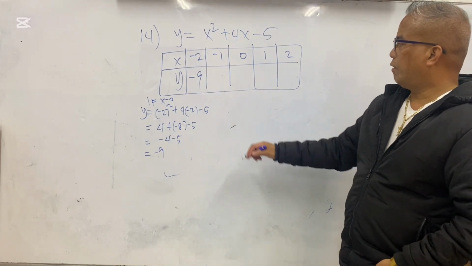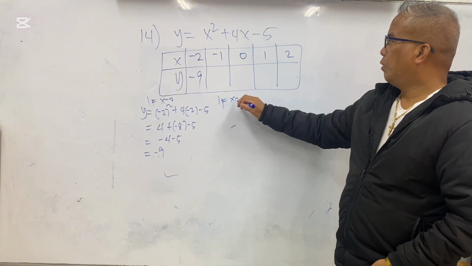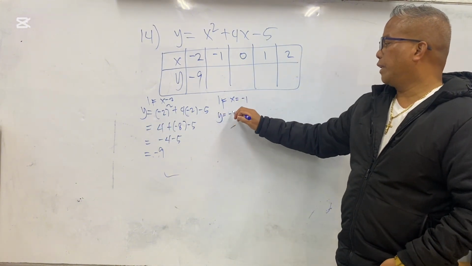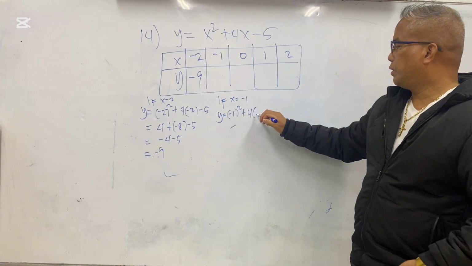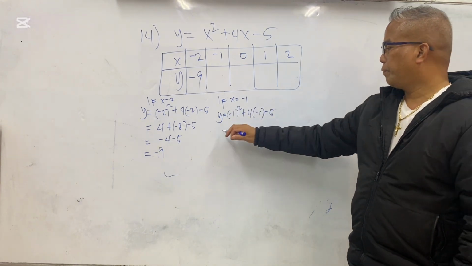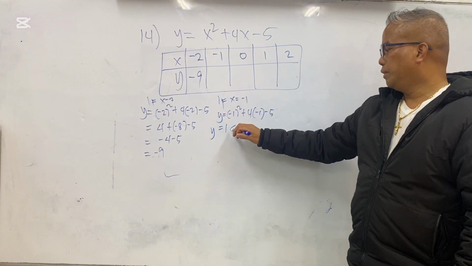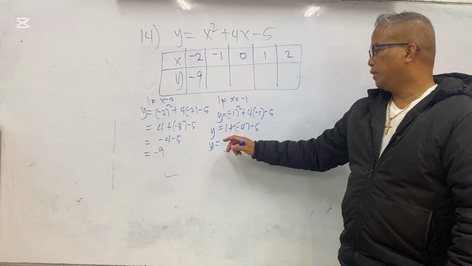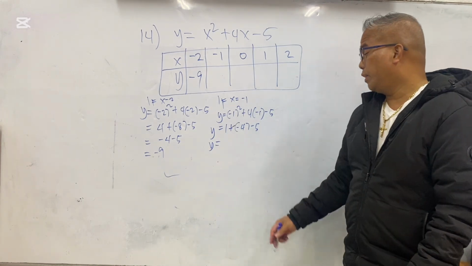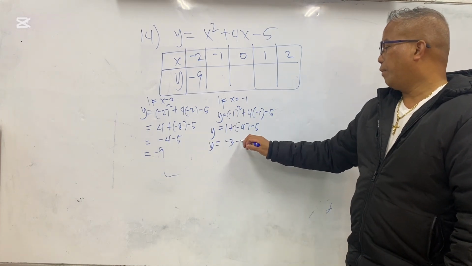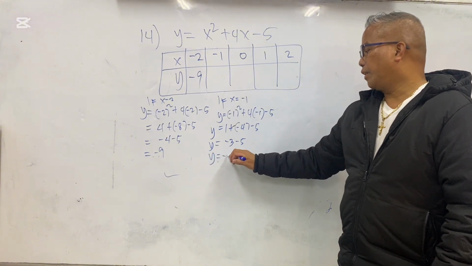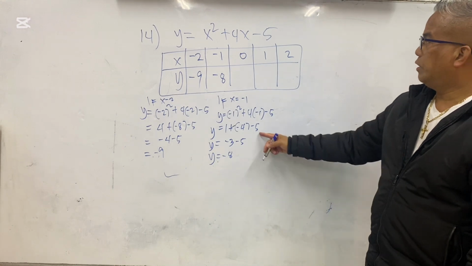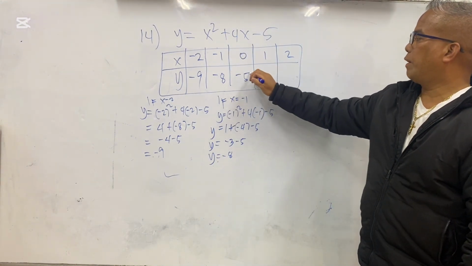Then if x equals negative 1, we will replace also here. So y equals negative 1 squared plus 4 times negative 1 minus 5. So y equals 1 plus negative 4 minus 5. Then y equals 1 plus negative 4, negative 3. Then minus 5 equals negative 8. So we have negative 8 here. If x is 0, we have minus 5 here.